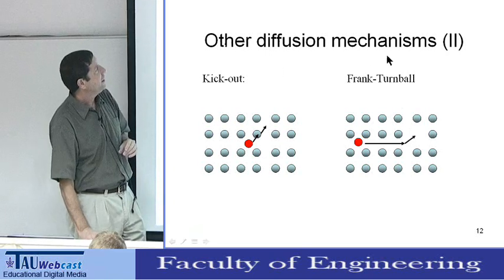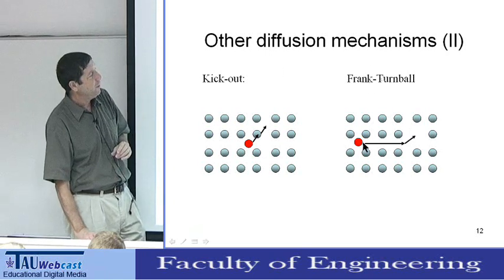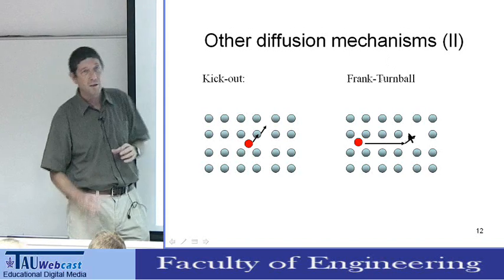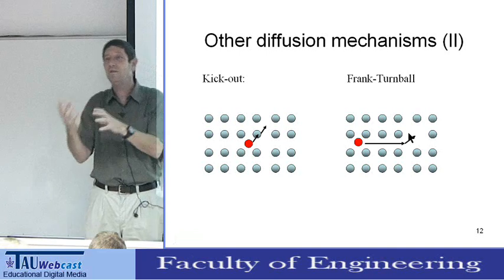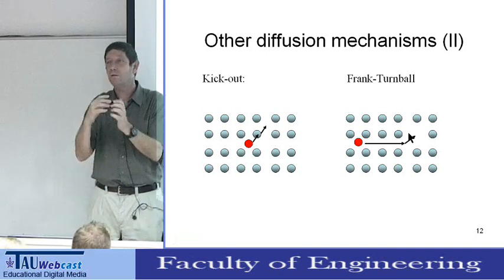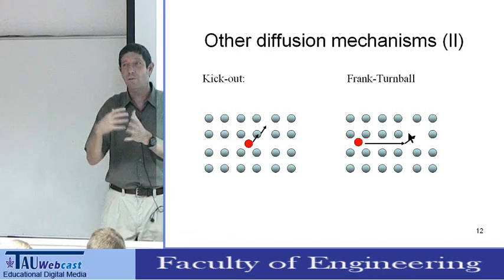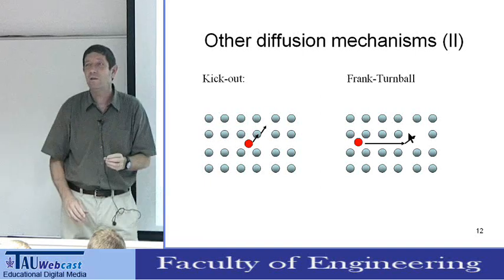Other diffusion mechanisms: the dopant can be in the vacancy, but a dopant next to a vacancy is more stable than a dopant not next to a vacancy. So it can actually move. This pair of defects can move.